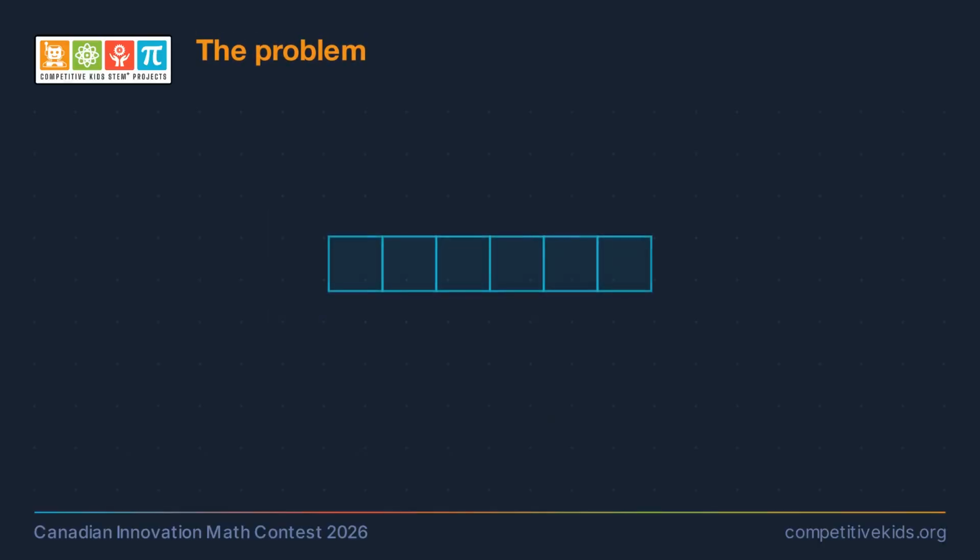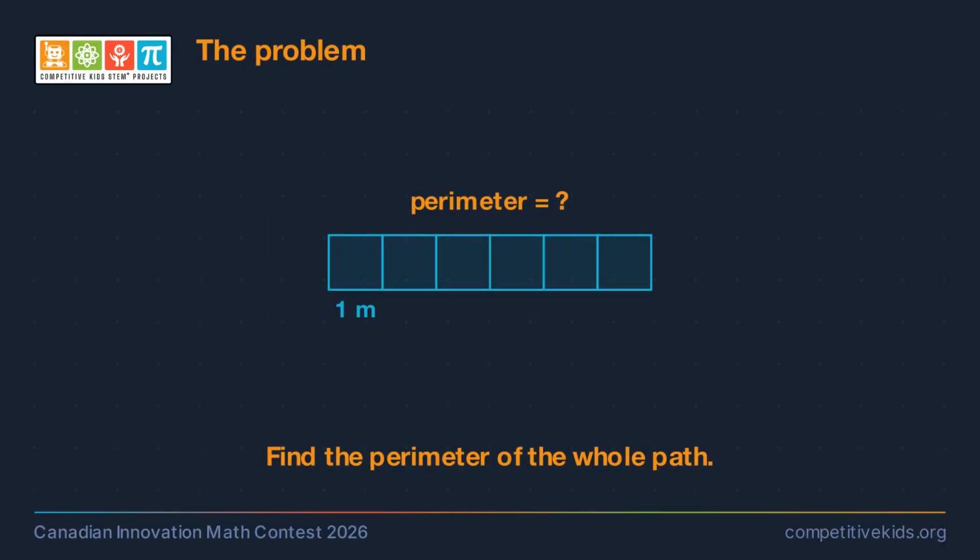Here is a geometry problem. A welcome path is made of 6 square mats. The mats are joined together in one straight row. Each mat is 1 meter on every side. We want the perimeter of the whole path. The perimeter is the total distance all the way around the outside. So how long is that boundary?